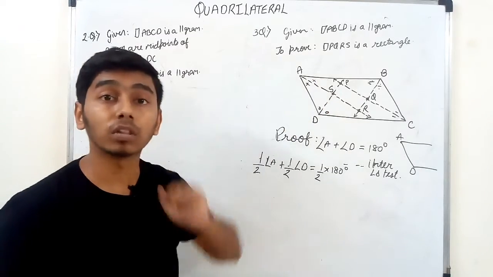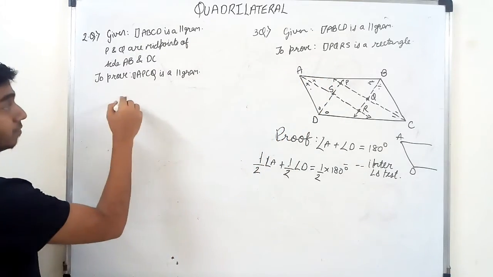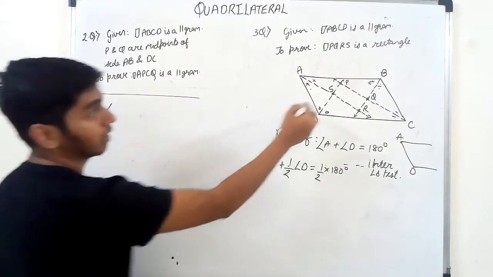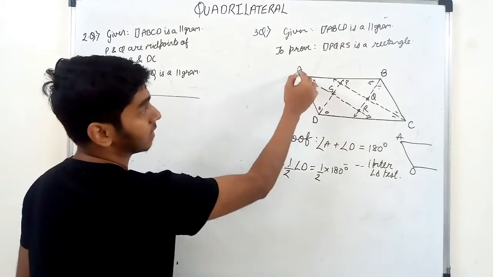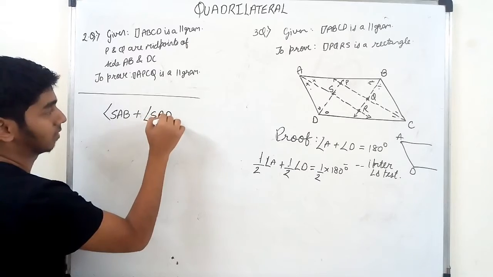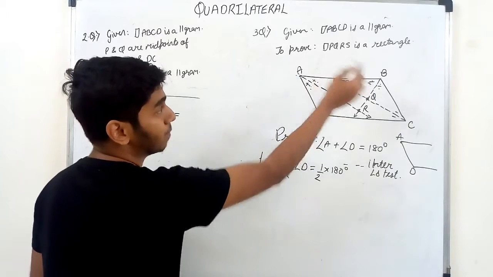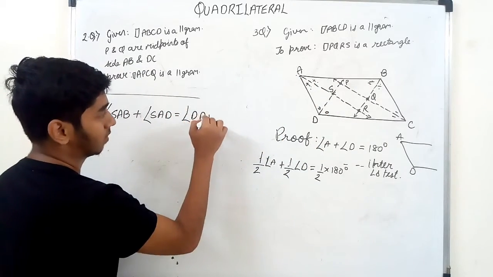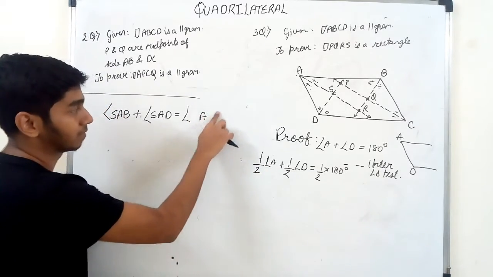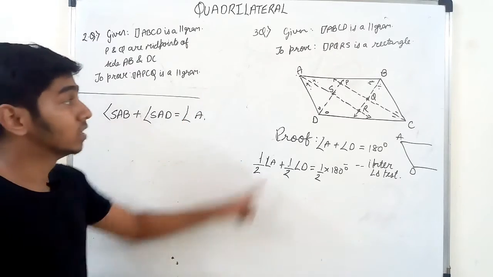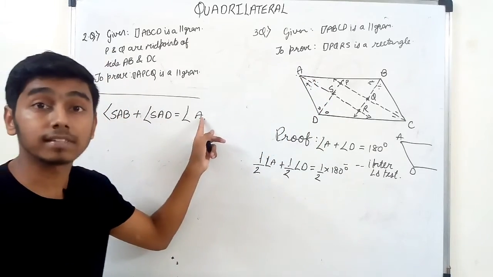Now this and this, they both are what? Congruent. So if this angle and this angle are both congruent, can we say angle SAB plus angle SAD is equal to this angle? So this angle plus this angle will give us DAB. Yes or no? Which is this angle DAB, or we can simply say angle A. So these two angles, SAB plus SAD, sum to give us angle A.